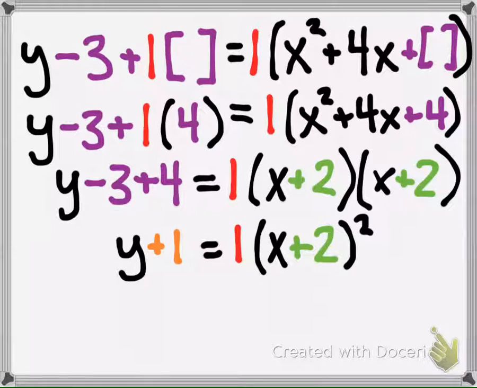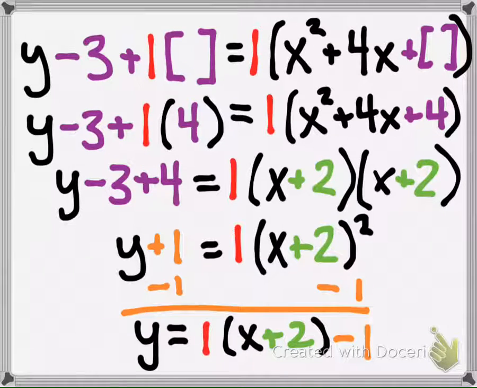Now finally, I am so close to getting this to my vertex form. All I need to do is isolate my y term. I want to get that y alone. The way I'm going to do that is by subtracting 1 on both sides. So once I subtract 1 and move that plus 1 away, I have y equals 1 times x plus 2 squared minus 1. Oh, excuse me for a second. Boom, squared. So this would be my vertex form of the equation. And as you notice, I get the exact same answer as if I were solving using the vertex method.